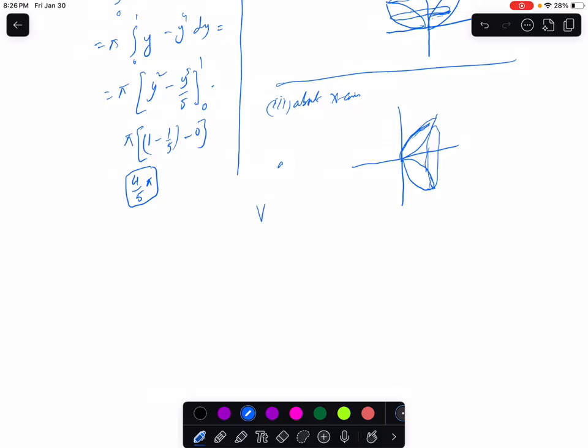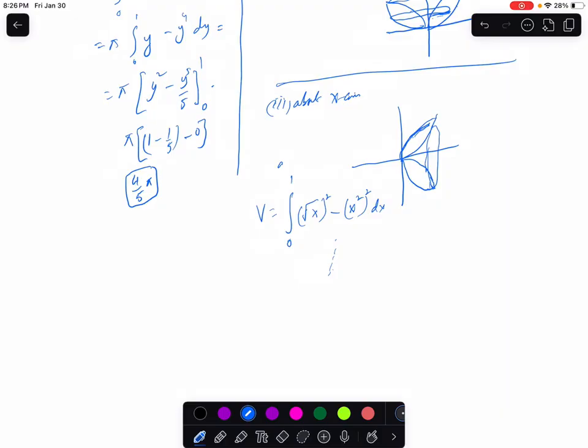So v will be equal to, and then take bounds are again from 0 to 1, square root of x whole square minus x square whole square. Can you see we will get exactly the same answer? Can you see that? Okay, I'll let you finish it because you're going to get the same answer.